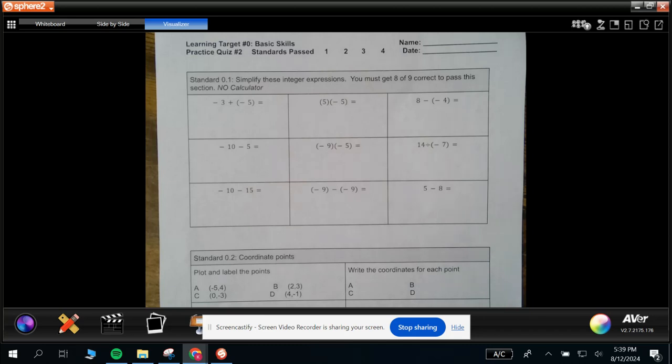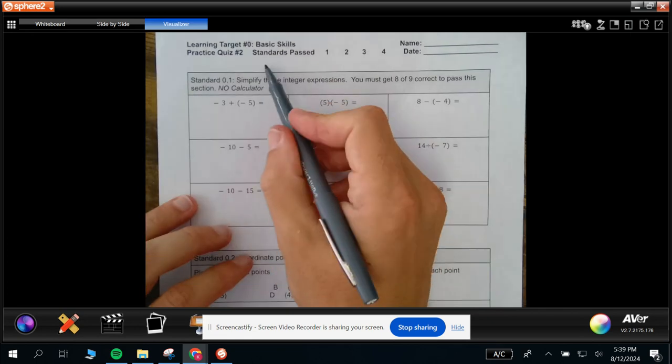Hello, my friends. We're here to do a video walkthrough practice quiz number 2 for Algebra 1, LT0, Fundamentals. We're going to start with integers, all right? So no calculator on these. The goal is we understand adding, subtracting, multiplying, dividing positive and negative numbers. So if we want to think about a number line here, that can help us on these.